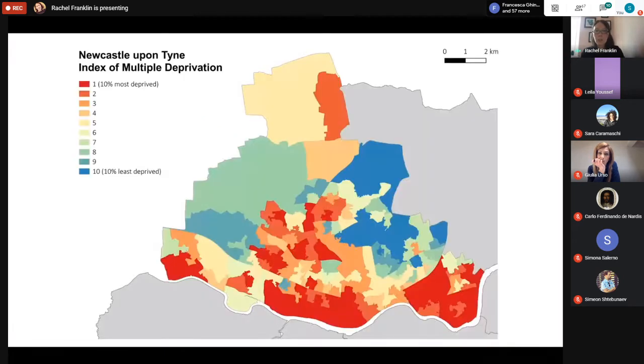This is what the geography would look like. This was very similar to what we've seen in previous maps, for example, even with the internet. Along the river, we have more deprived neighborhoods, the most deprived neighborhoods. And then we have a pocket of very well-to-do, because this is the 10% relative to all of England. So this isn't just the best of the best in Newcastle. This is some of the most wealthy areas in all of England.